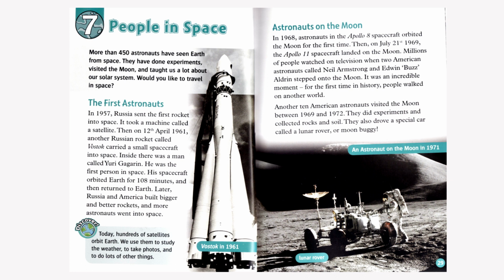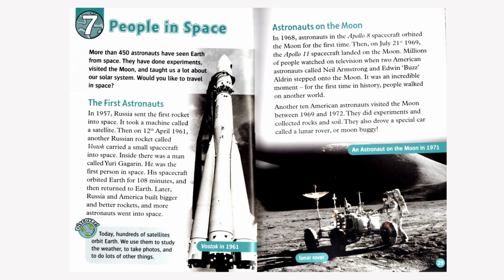His spacecraft orbited Earth for 108 minutes and then returned to Earth. Later, Russia and America built bigger and better rockets, and more astronauts went into space. Today, hundreds of satellites orbit Earth. We use them to study the weather, to take photos, and to do lots of other things.